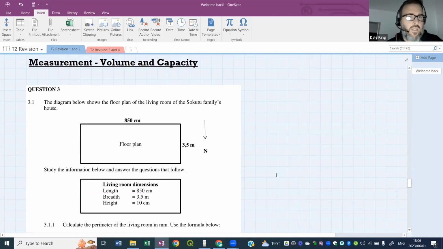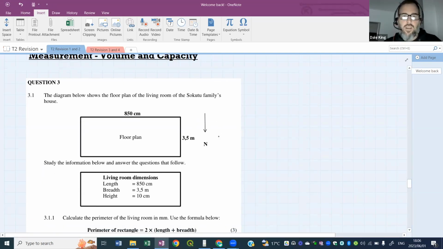Here's question 3. It says the diagram below shows a floor plan of a living room of Sokoto's family house. We see a floor plan there, and we also see an arrow. This reminds us of a map work question, and the arrow is going the other way. Usually the arrow is pointing this way. Maybe they're just trying to trick us, but maybe they'll ask us a map work question. Usually this is linked to a map work section.